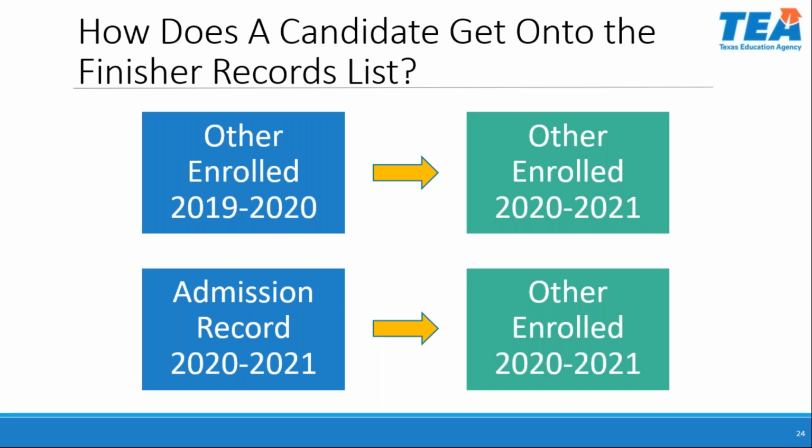Creating an admission record also populates the candidate onto the finisher records list for the status of other enrolled. This is one of the features of the admission page that is a fantastic time saver for EPPs. Please note that the EPP cannot add a new person directly to the finisher records list without creating an admission record first.